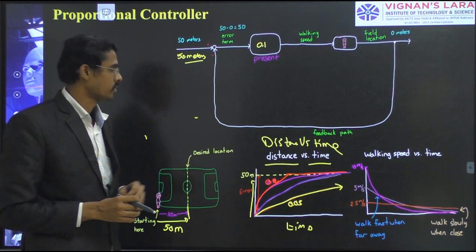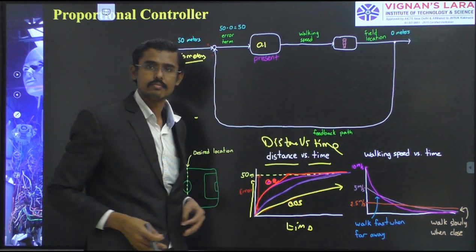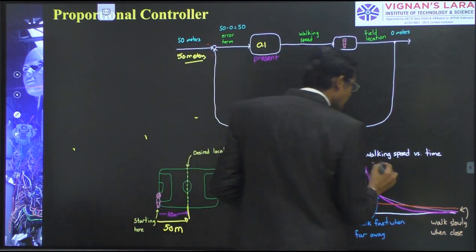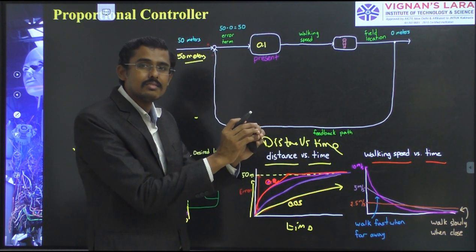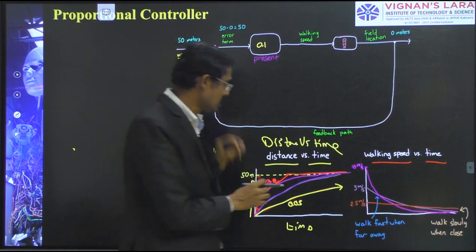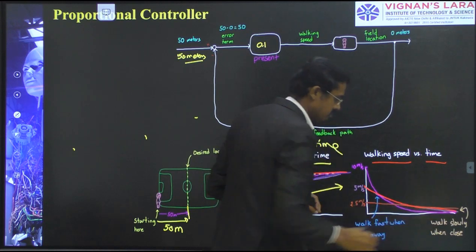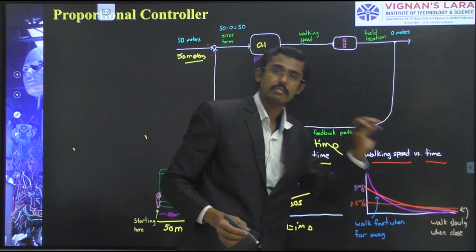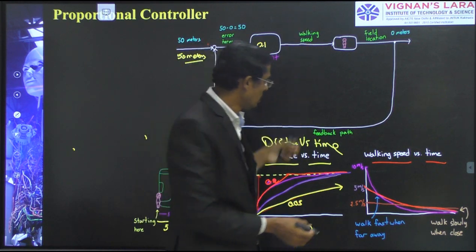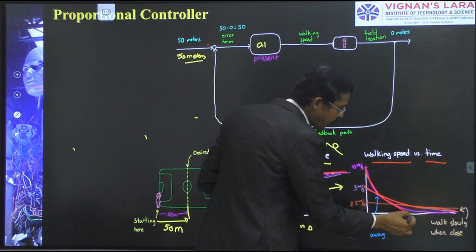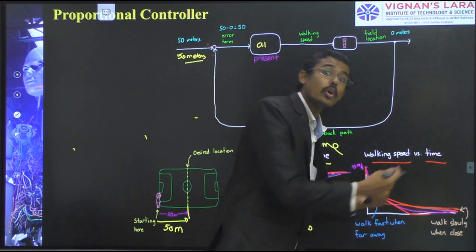That is the point. Now I am comparing the same with walking speed: how fast I am walking with respect to time. Now I am walking at 5 meters per second to reach the 50 meters. It takes time and slowly we reach it. In case I am walking at 10 meters per second or higher, I will reach this point much sooner.